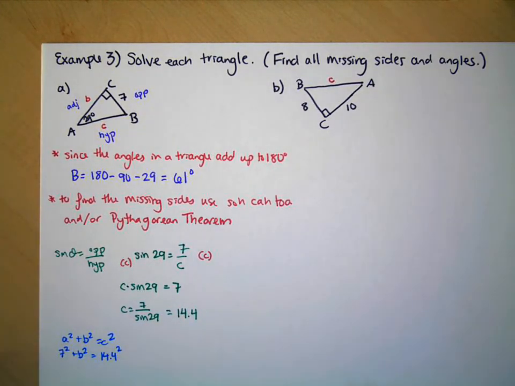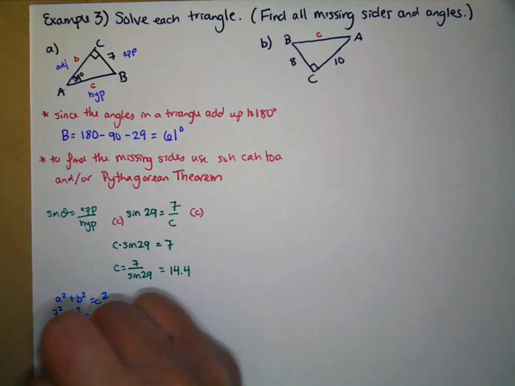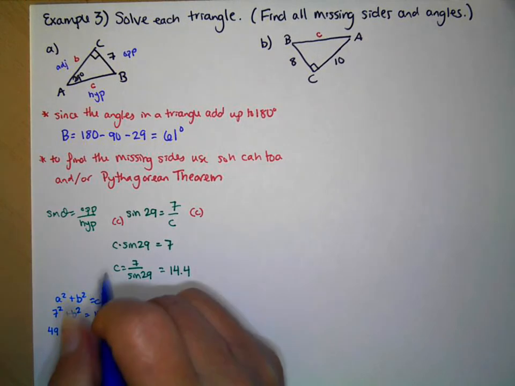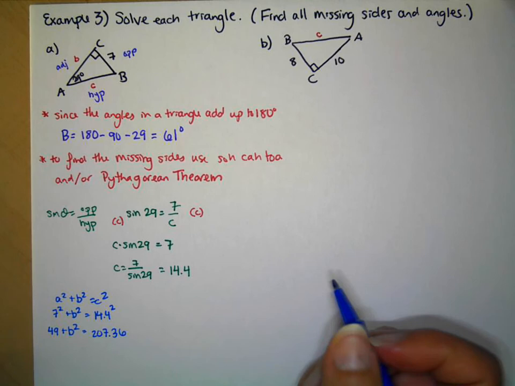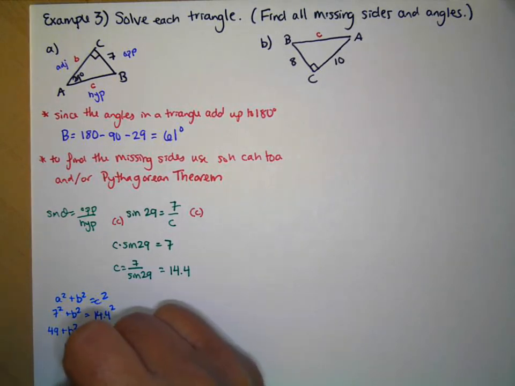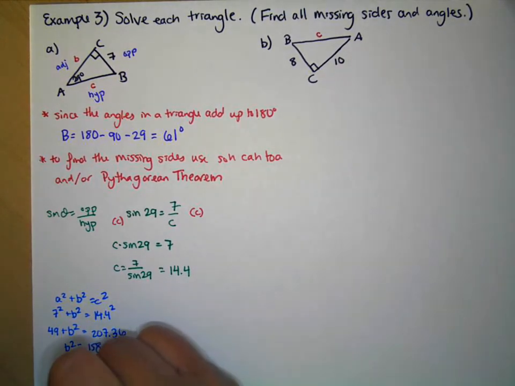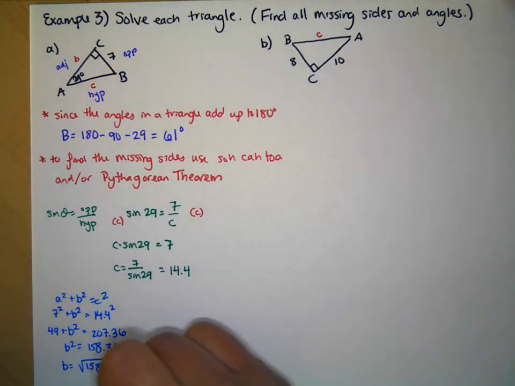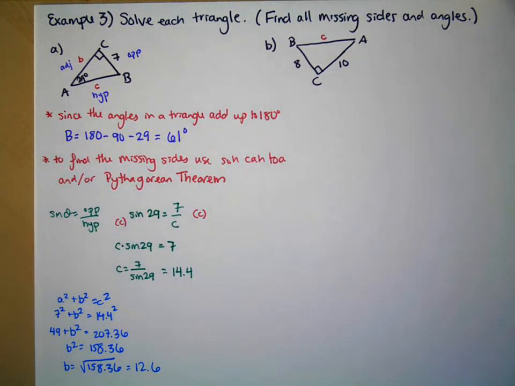7 squared is 49. Plus B squared equals 14.4 squared, which happens to be 207.36. If you subtract 49 from both sides, you get B squared is equal to 158.36. And if you take the square root of both sides, B equals the square root of 158.36, which comes out to be about 12.6. And now we have found all of our missing sides and missing angles.